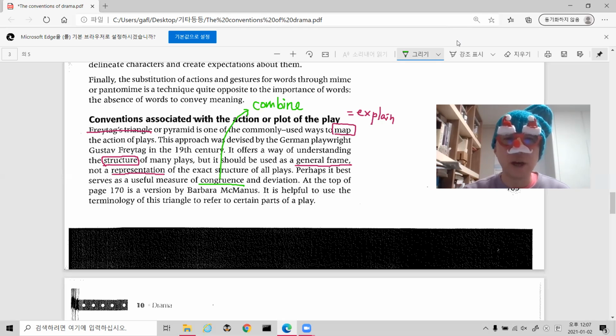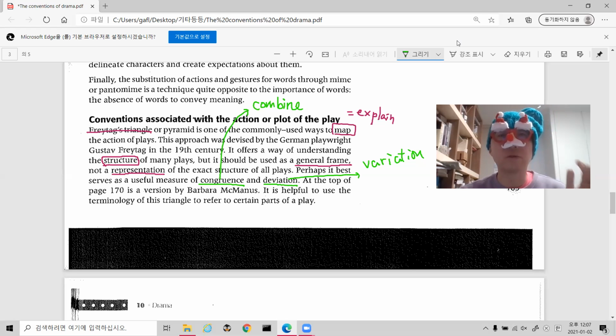Or you can use it as a part of a deviation. Deviation means variation. So when some other play uses a different structure, you can also use Freytag's triangle to recognize that a certain play is not really following the traditional method, the traditional rules. So it is best that we use Freytag's triangle as a combination, congruence, or deviation of other literary techniques.